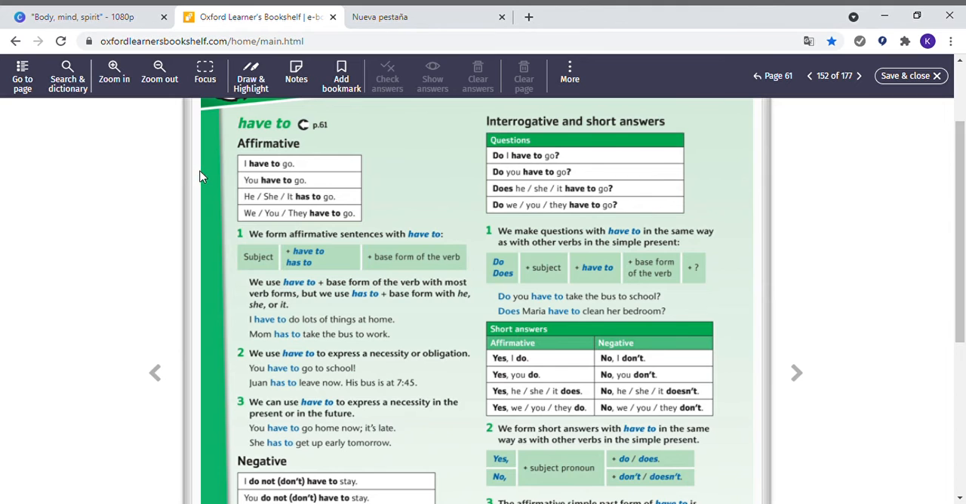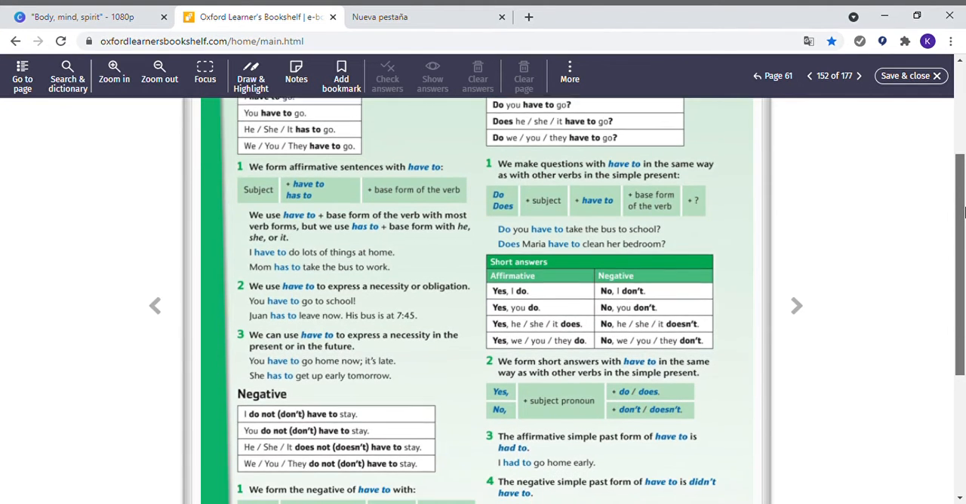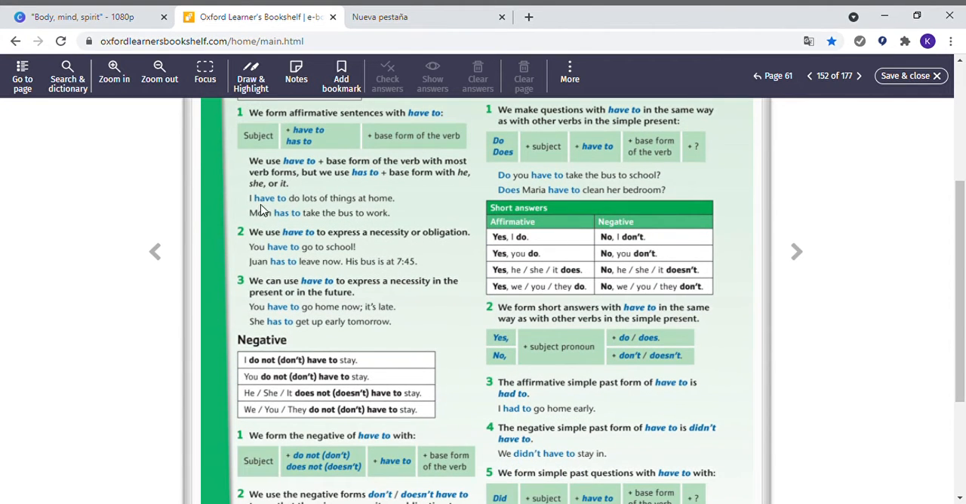In the case of he, she, and it, we're gonna use has to, okay? So look at here, we have subject, have to or has to, plus base form of the verb, okay? For example, here we have, I have to do a lot of things at home. Mom has to take the bus to work, right? Remember, mom is like a she, so we're gonna use has to, okay?